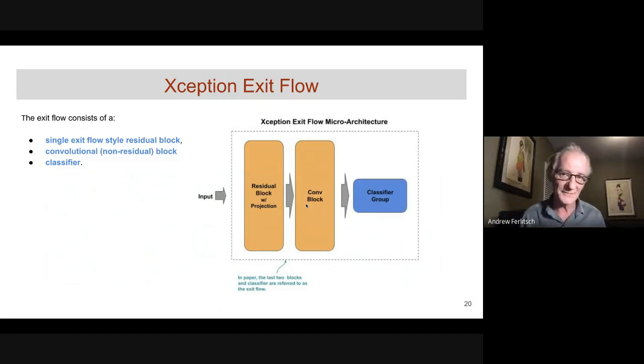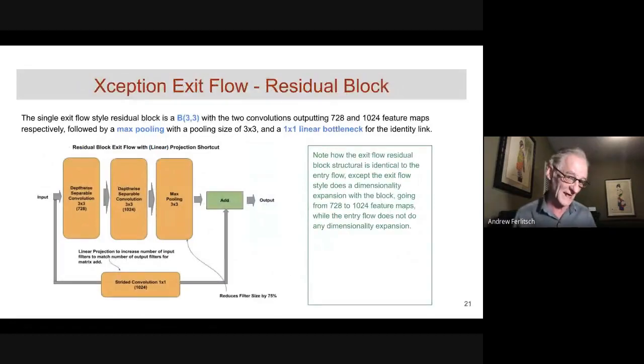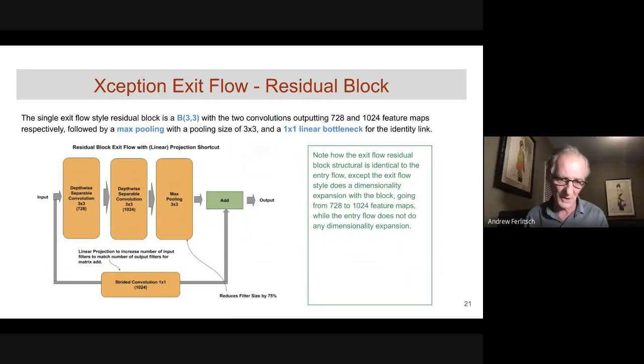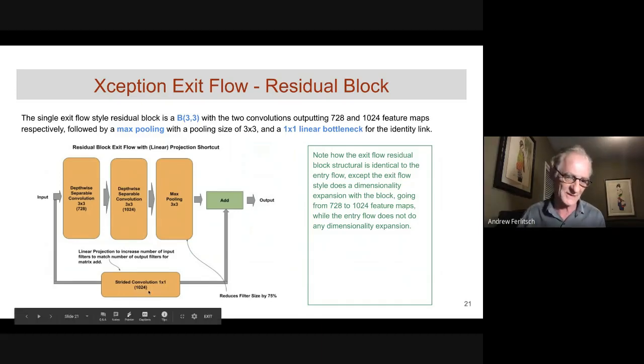Okay, so if we look at the residual block in the exit flow, it's kind of different. It's got two 3x3 convolutions, but they're not the same size. So the first one is the same from the middle block, it's the 728, but the next one increases it to 1024. And then we downsize those feature maps by 1/2 the height, 1/2 the width. So we've increased the number of feature maps, but reduced their size. So along the identity link, we need a one-by-one bottleneck convolution that not only reduces the size 1/2 by 1/2, but also increases the number of feature maps to 1024 so that we can do the matrix add operation.